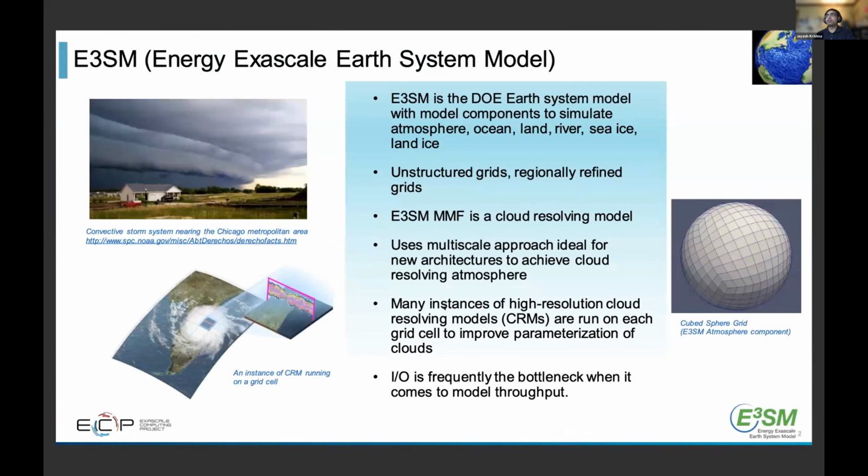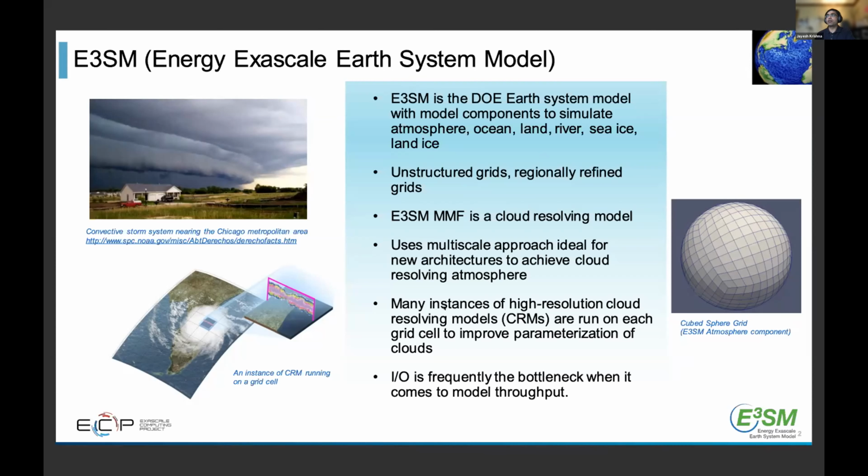The Energy Exascale Earth System Model is a state-of-science Earth system model with multiple model components to simulate the different components of the Earth system, like the atmosphere, ocean, land, rivers, land ice, sea ice. Many of these model components use unstructured grids, like the cube-sphere grid used by the spectral element atmosphere dynamical core component that's shown here, or the Voronoi meshes used by the MPAS ocean model. And the models also frequently use regional refinement in the grids. In the E3SM MMF project, we are looking at improving certain subgrid scale processes in E3SM that have been historically parameterized poorly in climate models.